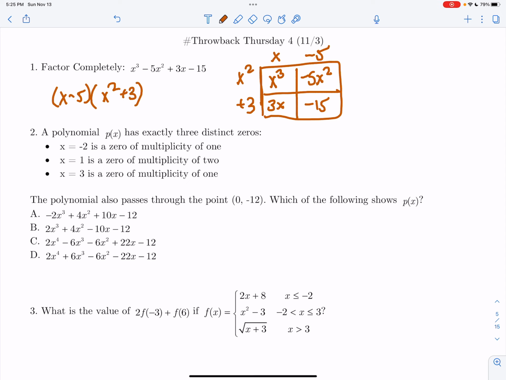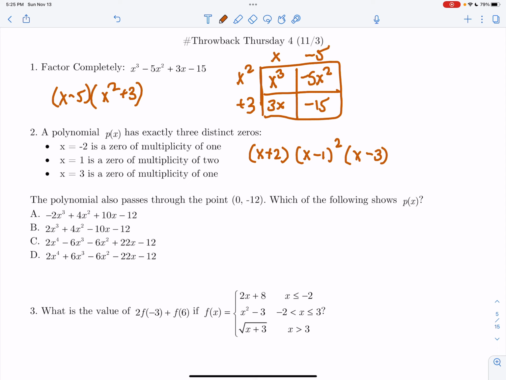Number 2, you have this lovely polynomial, has 3 zeros, and we have x is equal to negative 2 with multiplicity of 1, so x plus 2. You have 1 with multiplicity of 2, and then you have 3 as a multiplicity of 1. So you have x minus 3. At this point, you are either going to multiply all of this out or use Desmos to figure out which one of these will work.